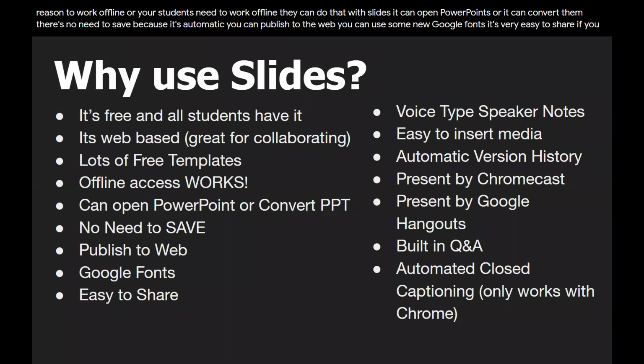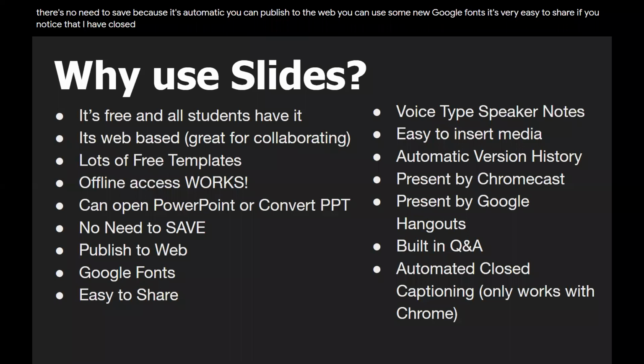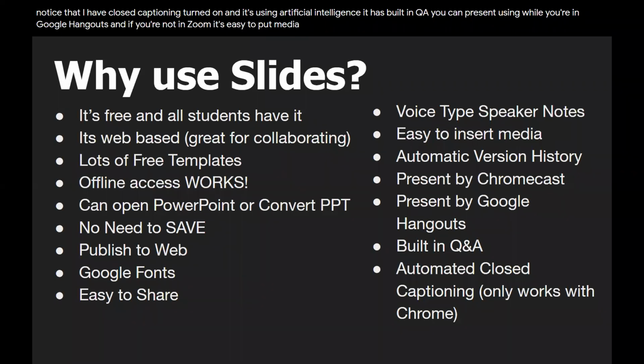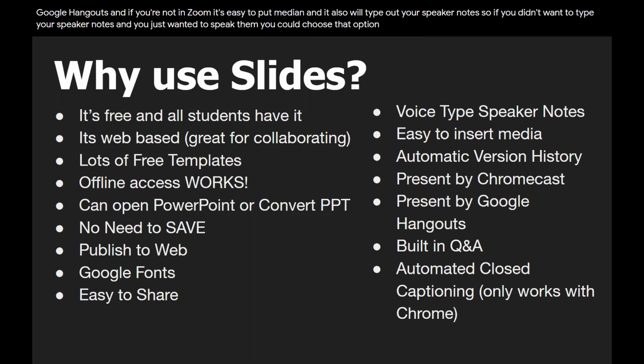If you notice that I have closed captioning turned on, and it's using artificial intelligence. It has built-in Q&A. You can present while you're in Google Hangouts, and if you're not in Zoom. It has a version history. It's easy to put media in, and it also will type out your speaker notes. So if you didn't want to type your speaker notes and you just wanted to speak them, you could choose that option and put them in.